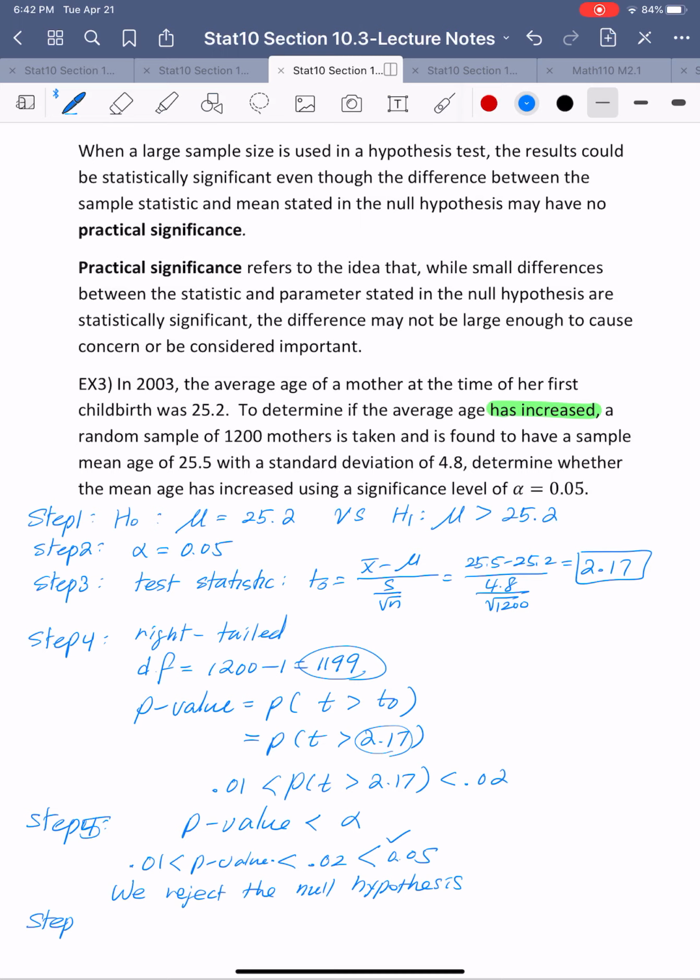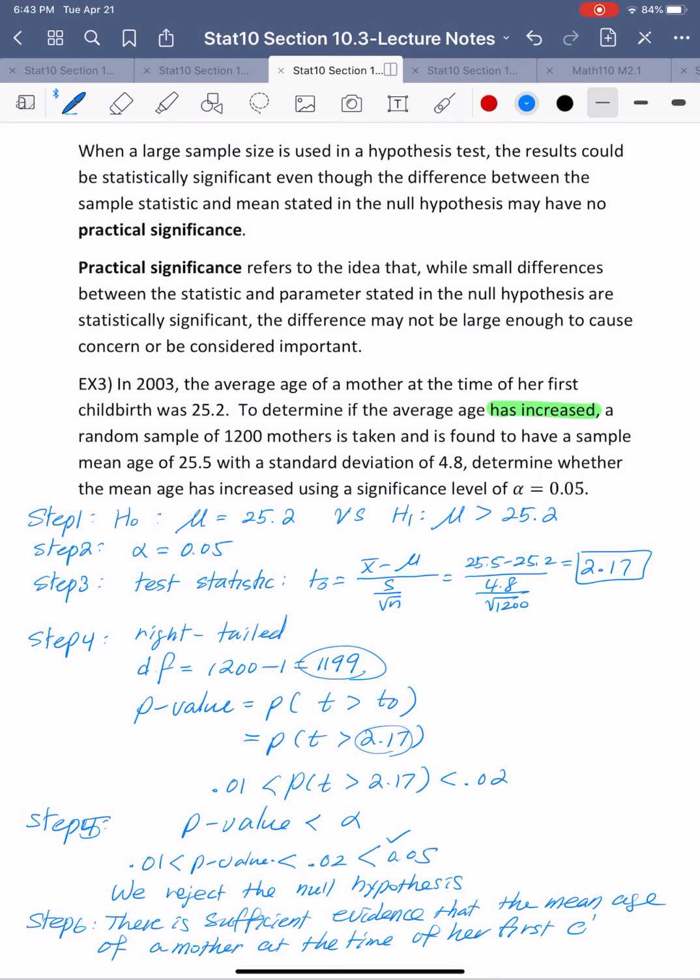So step 6. Sorry, this must be step 5. So step 6, we can say there is sufficient evidence that the mean age of a mother at the time of her first childbirth is greater.